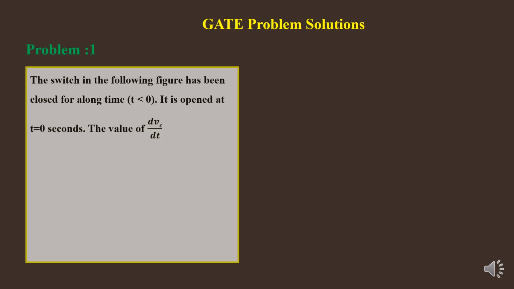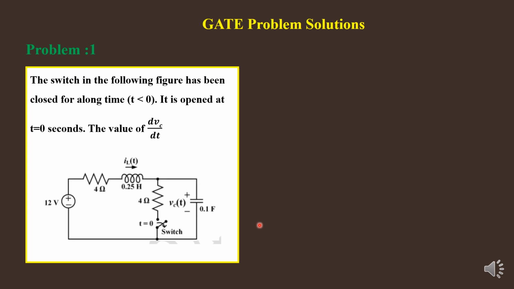Problem number 1. I have taken the questions from the Instrumentation Engineering discipline. This question is taken from the topic RLC Transient. Observe the network. The network consists of resistance, inductance and capacitance with a DC voltage. So this is an RLC DC transient circuit. First I will read out the problem.